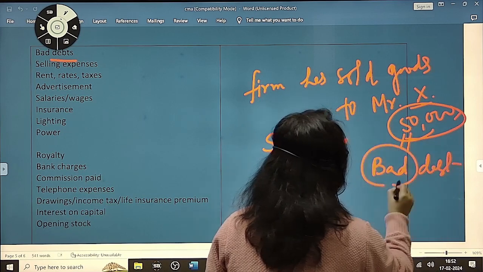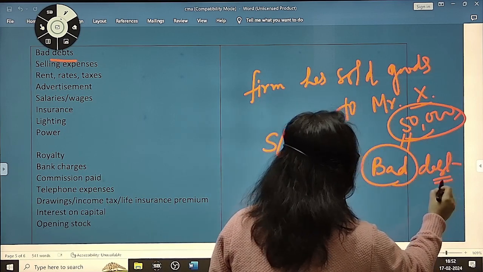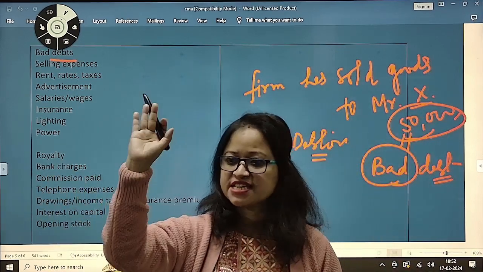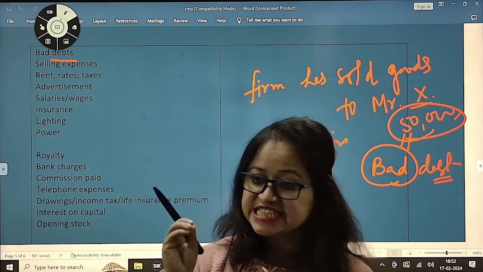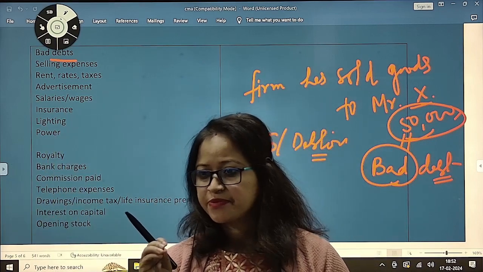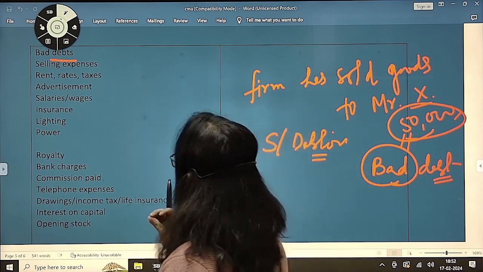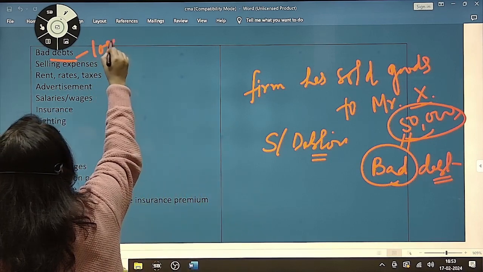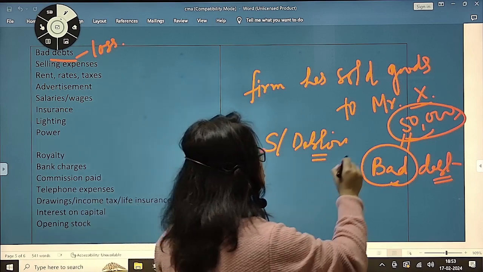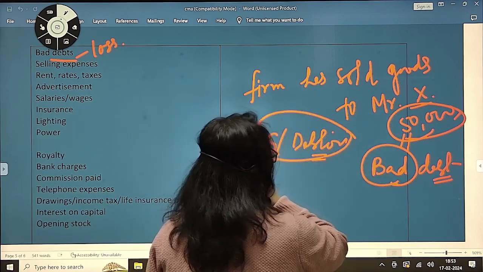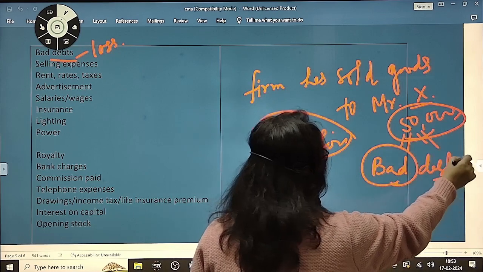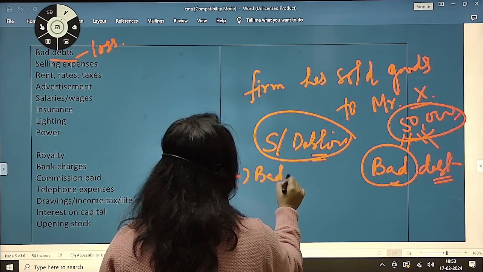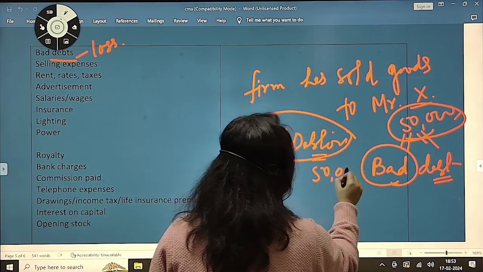Bad means खराब. The debt, जो उधार था, वो खराब उधार था. Mr. X left for his village without paying 50,000. That is a loss for the firm. So that's why we write it on the debit side, because bad debt is a loss for the firm. How is it a loss? Because Mr. X was a sundry debtor and he did not turn up. 50,000 he has not paid. So bad debt will be deducted from sundry debtors, 50,000.